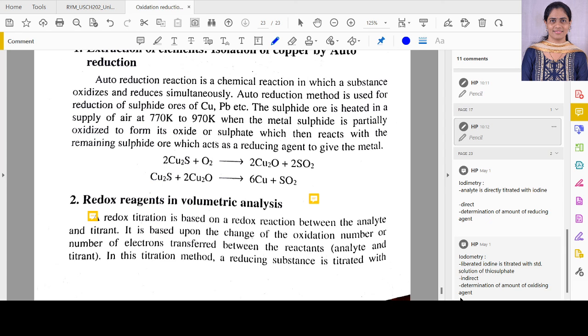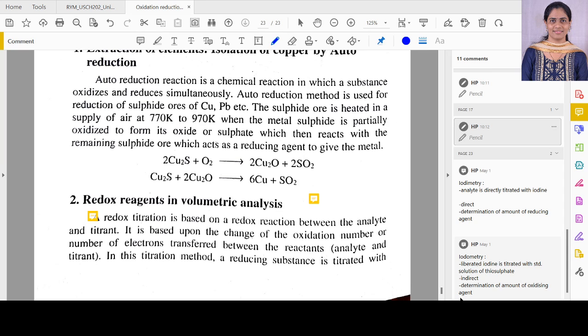Now remember, iodine is water insoluble, so it is always mixed with KI solution. So in all types of iodometric titration, where iodine is used in a redox titration, you will find KI is added since iodine is insoluble, and starch is used as an indicator.